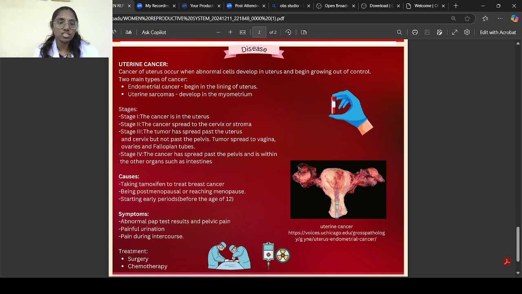Causes of this disease: it can be because of taking tamoxifen to treat breast cancer, or being postmenopausal or reaching menopause, or starting periods early, before the age of 12. Okay, the symptoms of this disease are abnormal Pap test results and pelvic pain. Second symptom, painful urination. The third, pain during intercourse. The treatment that can be given for uterine cancer is, of course, first surgery and also chemotherapy.